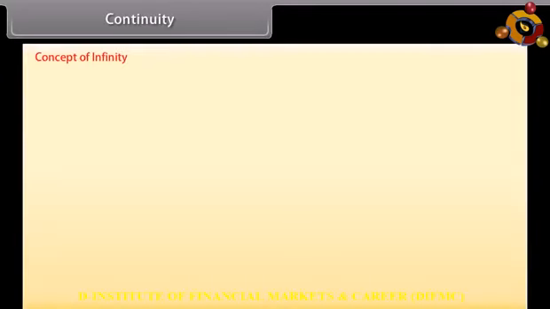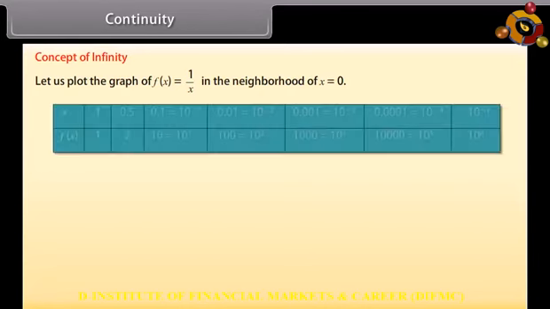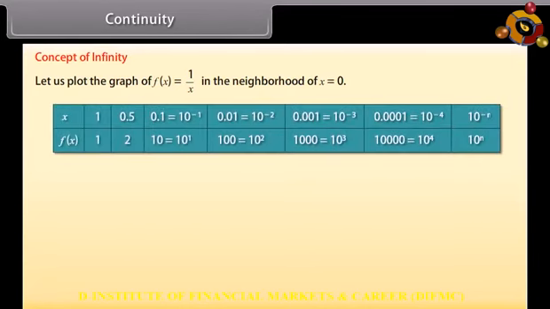Continuity. Concept of infinity. Let us plot the graph of f(x) = 1/x in the neighborhood of x = 0. For x = 1, f(x) = 1. For x = 0.5, f(x) = 2. For x = 0.1, f(x) = 10. For x = 0.01, f(x) = 100, and so on.